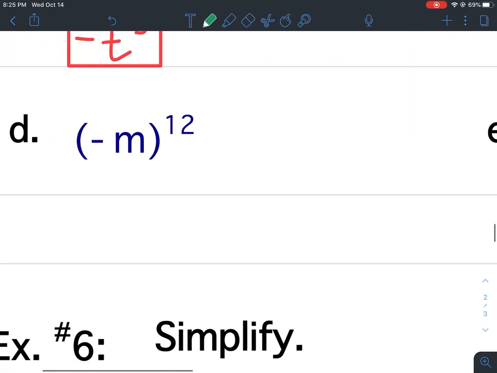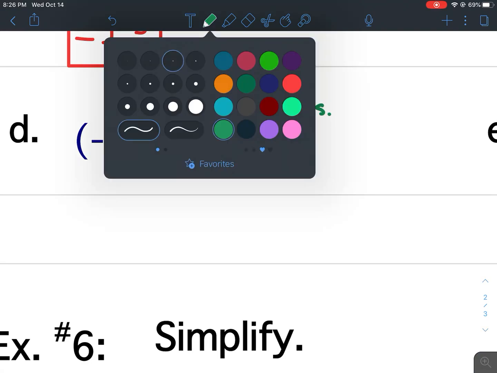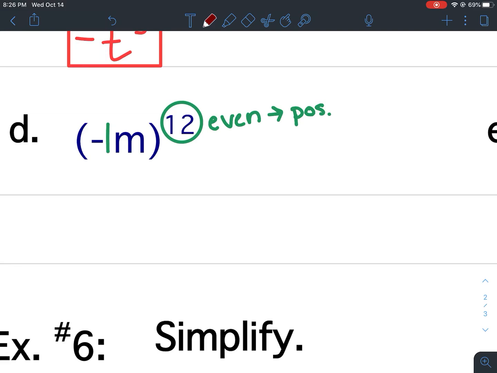Okay, so this one, looking at my exponent, that is an even number. Since it's even and my base is negative, I'm going to get a positive answer. So this would be positive m to the 12th. Again, even though I had a -1 coefficient, because the exponent was an even number, it was positive.